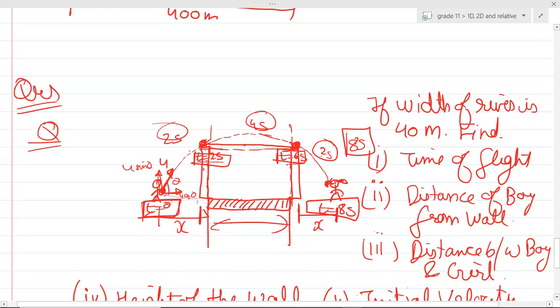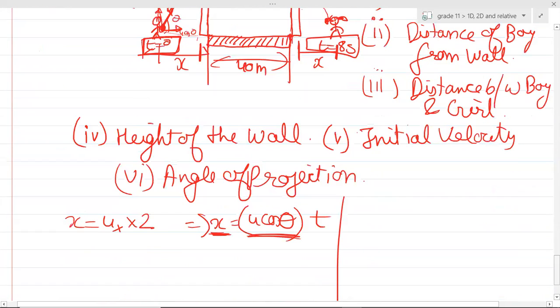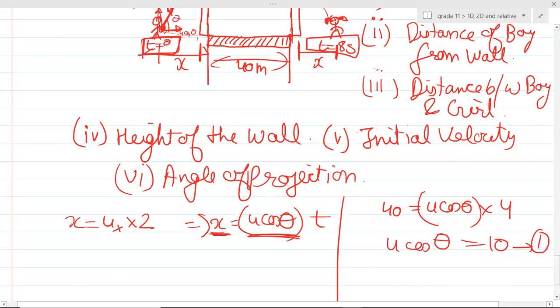Sir, yes. If this is the distance between the two walls, so tell me how much distance the walls are separated by. If the width of the river is 40 meters and the walls are made on the edge of the river, so 40 meters. So here, what is the term in this? So basically this 40 meter will be equal to what? U cos theta multiplied by how many seconds? 4 seconds. So from here, u cos theta is equal to 10. This is your first equation. Yes or no?